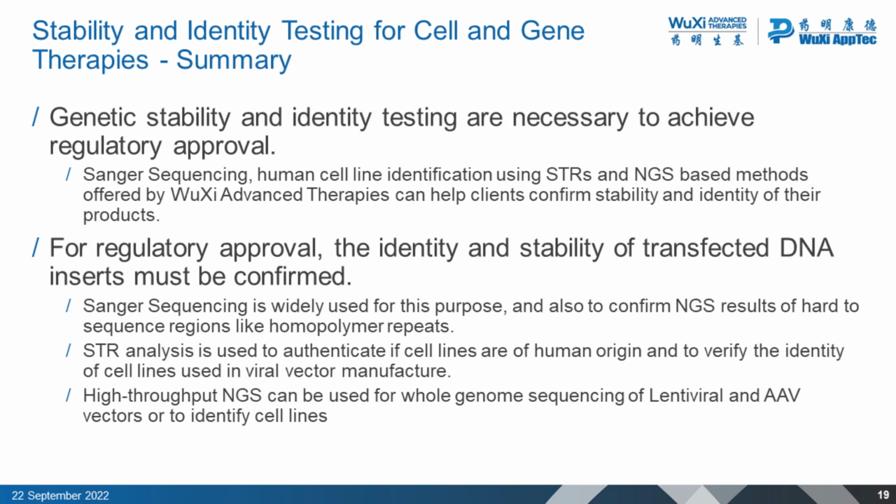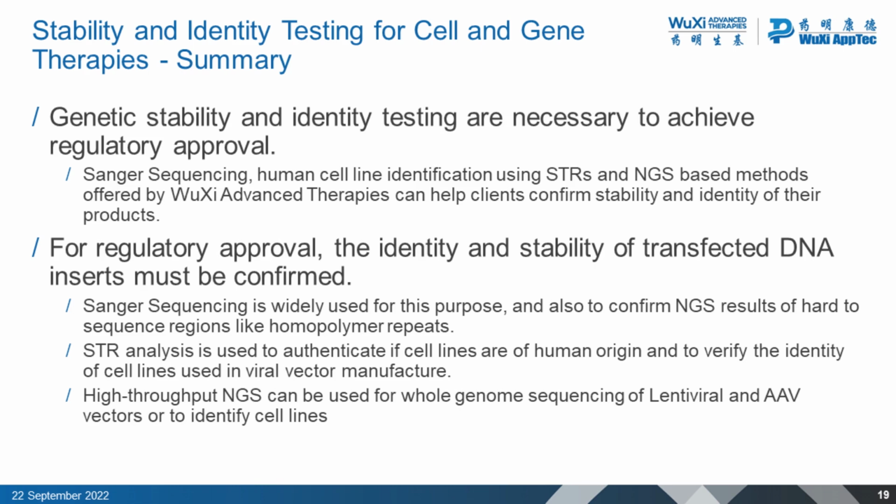In summary, the stability and identity testing for cell and gene therapy are conducted using Sanger or NGS sequencing. WuXi offers these 3 methods for clients that can help confirm the stability and identity of their viral vector products. For regulatory approval, the identity and stability of unexpected DNA inserts must be confirmed. Sanger sequencing is widely used for this purpose and also to confirm the results of next generation sequencing, especially for hard to sequence regions like homopolymer repeats.